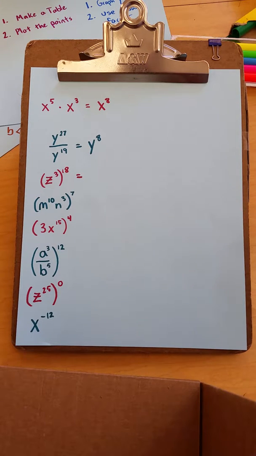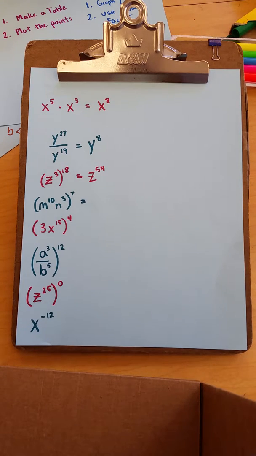Next we have z to the 3rd to the 18th. This is a power to a power, and it'll be equal to z to the 54th. This makes sense because it'd be z to the 3rd times z to the 3rd times z to the 3rd times z to the 3rd 18 times, which means you'd have 18 3's that would add up to be 54.